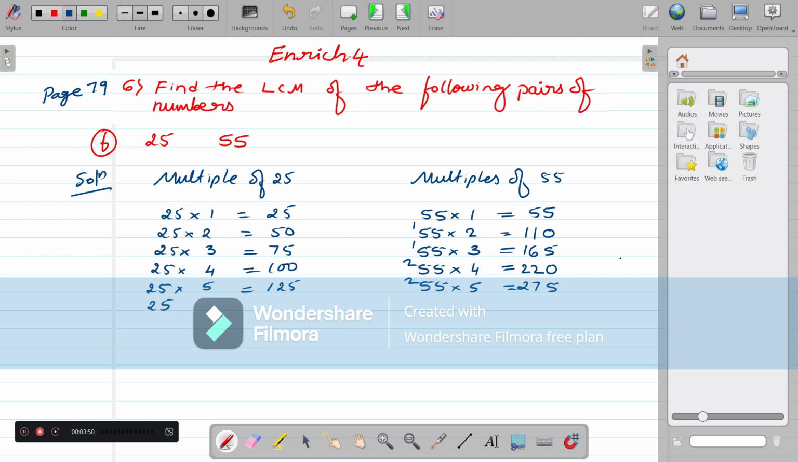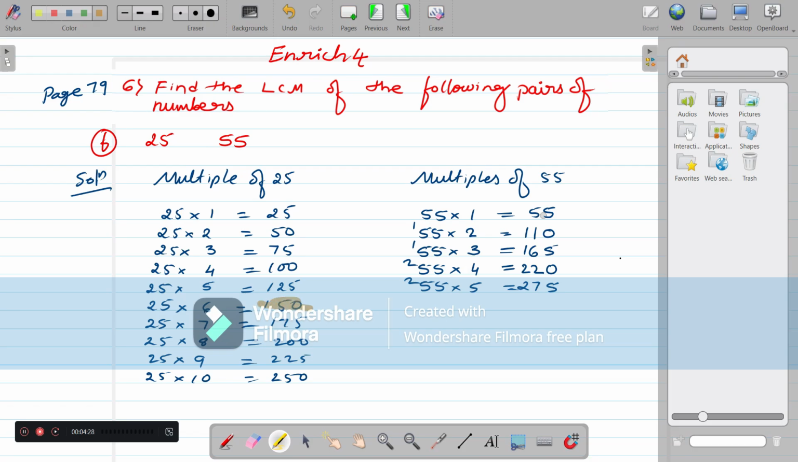Okay, so that is 10 times. So we will find the sixth multiple of 25 just by multiplying. It is 150, and 25's seventh multiple is 175. 25's eighth multiple is 200, 25's ninth multiple is 225, and 25's tenth multiple is 250.